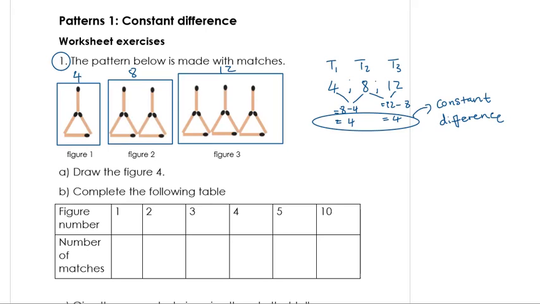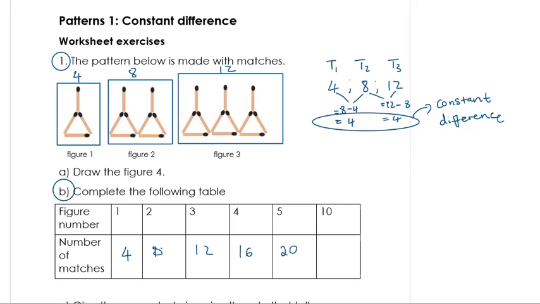For example, at number B there, you've got a table that you need to complete. For figure 1, the number of matches is 4. For figure 2, you've got 8, and for figure 3 you've got 12. So how many will you have for figure 4? You just add 4, so you would have 16, and then for figure 5 you will have 20.